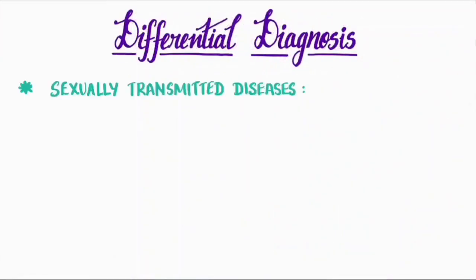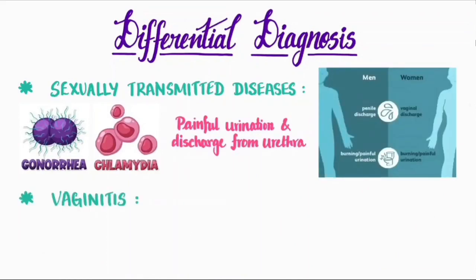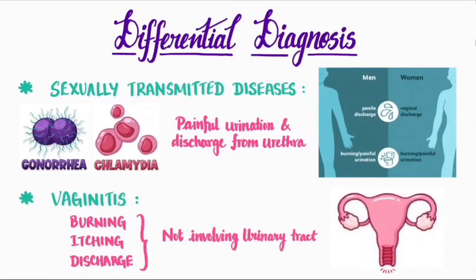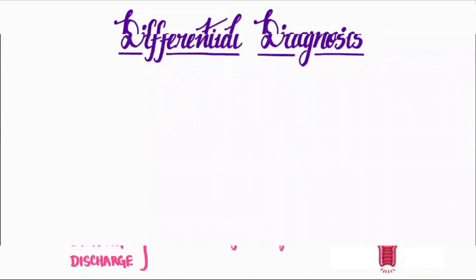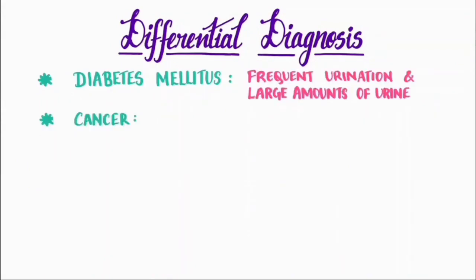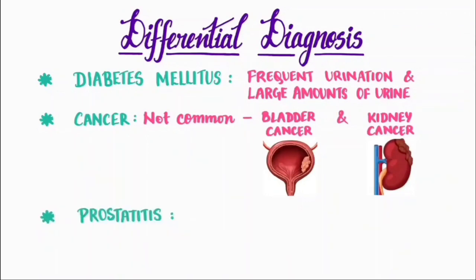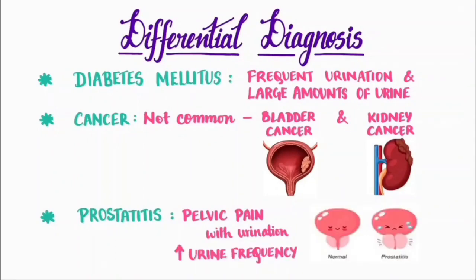Differential diagnosis includes sexually transmitted diseases like gonorrhea and chlamydia, which cause painful urination and discharge from the urethra. Vaginitis causes burning, itching, and discharge, not involving the urinary tract, but symptoms can be similar to the burning and discomfort of UTI. Diabetes: one of the main symptoms of undiagnosed diabetes is frequent urination with large amounts of urine. Cancer: although not as common, some types of cancer like bladder and kidney cancer can have symptoms similar to a UTI. Prostatitis causes pelvic pain with urination and increased urinary frequency in men.